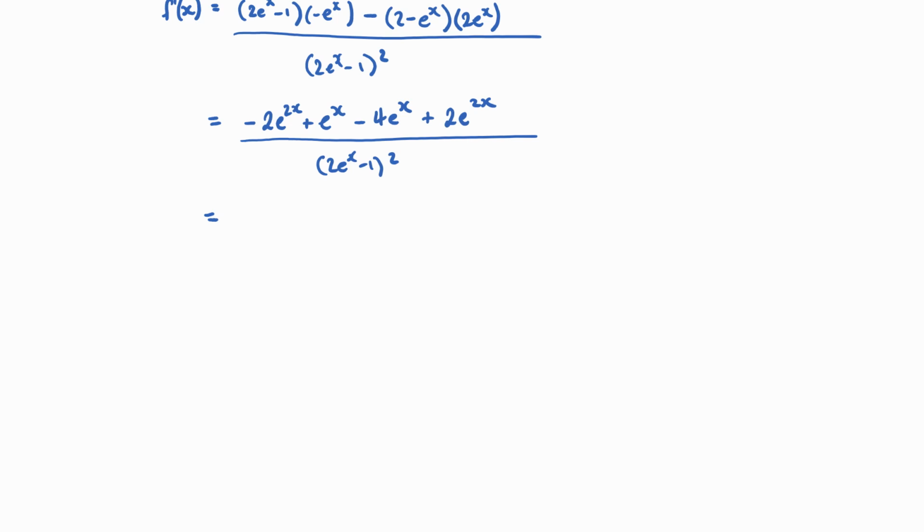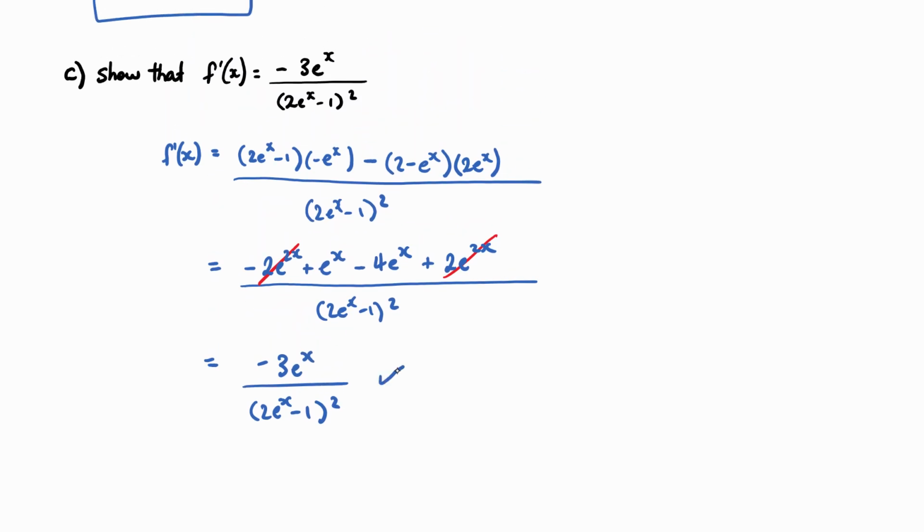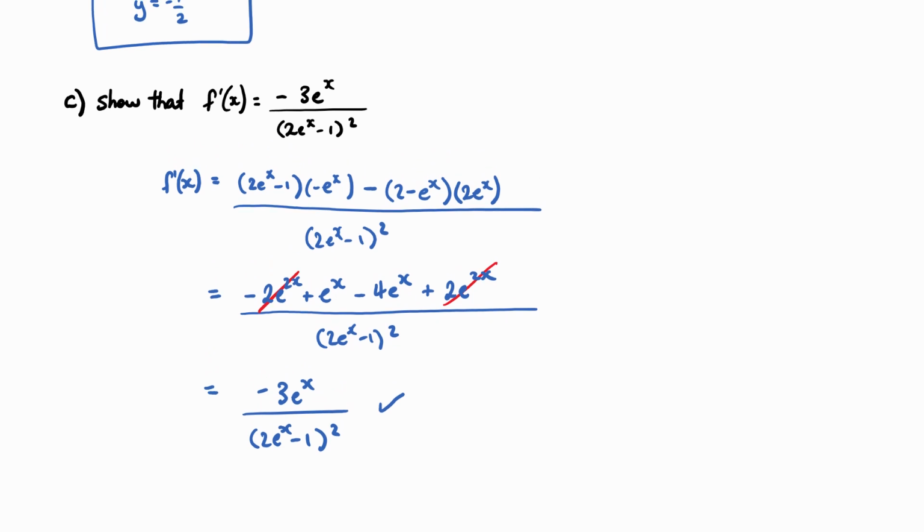Now I can cancel out a few things here. Negative 2e^(2x) and positive 2e^(2x) can go, and I'll have negative 3e^x on top. So negative 3e^x, the denominator stays the same, and we've solved our question. That's what the question asked us to find, so give yourself a bit of a tick, and that's the answer to part C.